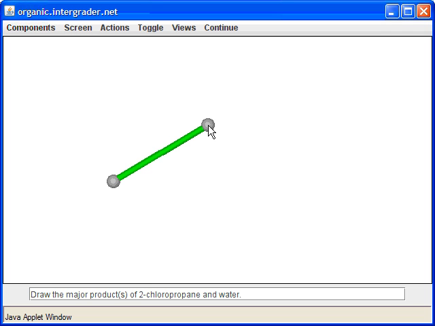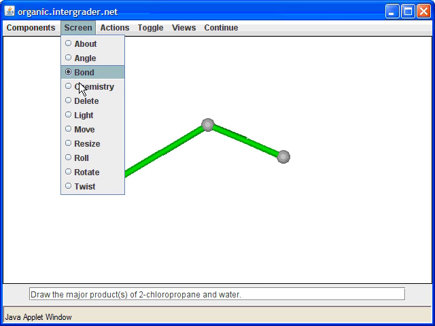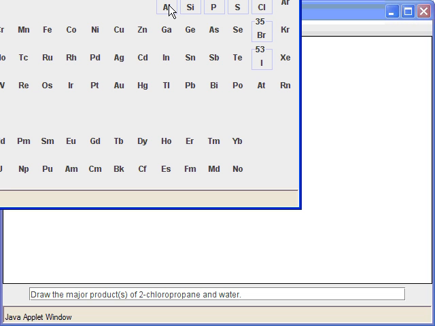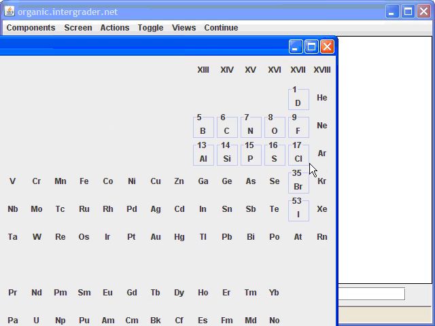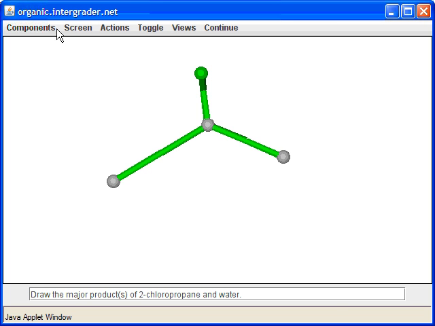In the next question, we're asked to draw the product of the reaction of 2-chloropropane and water. So we'll introduce our chlorine, and then we'll introduce some water.